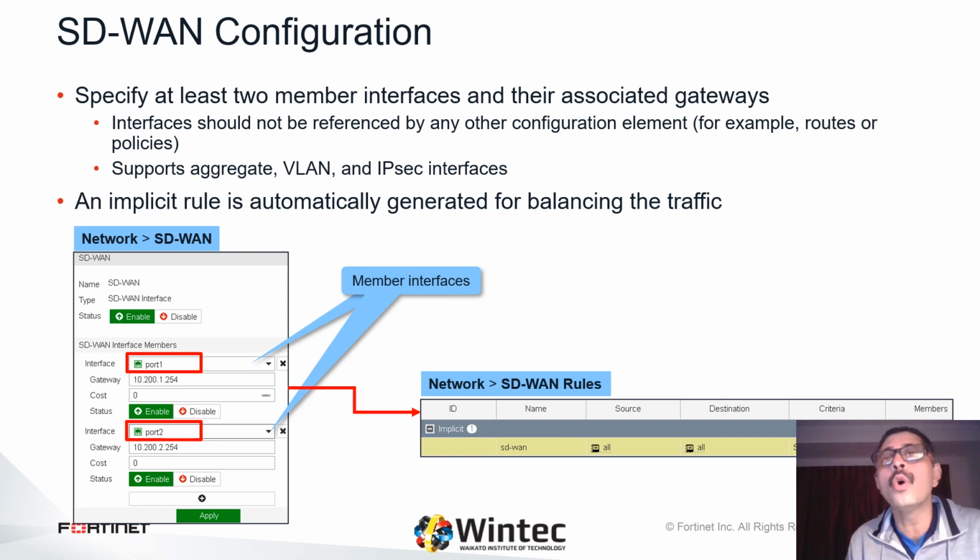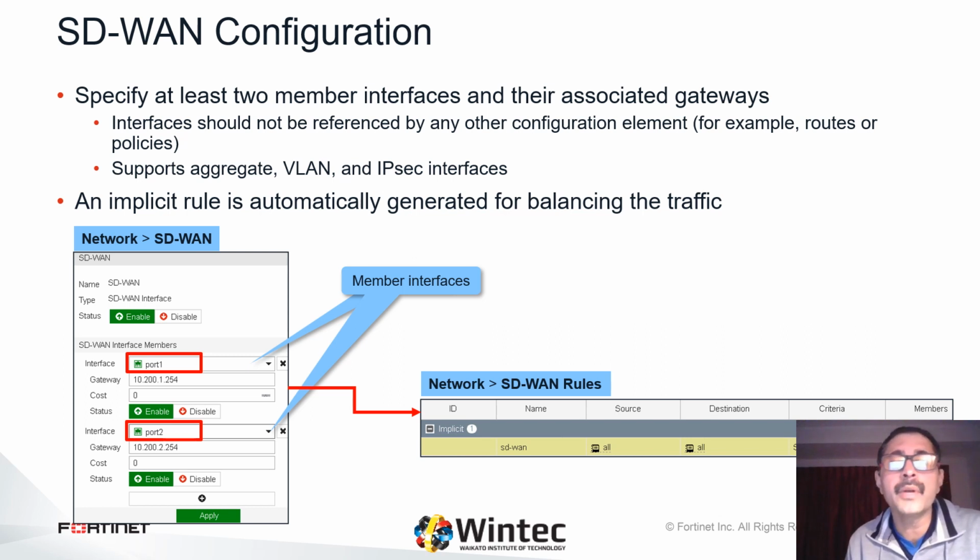FortiGate groups all the member interfaces into a single virtual interface, the SD-WAN interface as it's called. Using SD-WAN simplifies configuration because the administrator can configure a single set of rules or routes and firewall policies and apply them to all the member interfaces. There can be only one SD-WAN interface per VDOM.